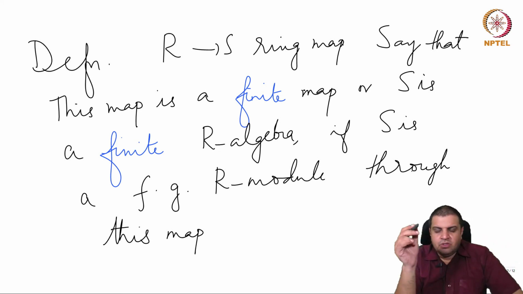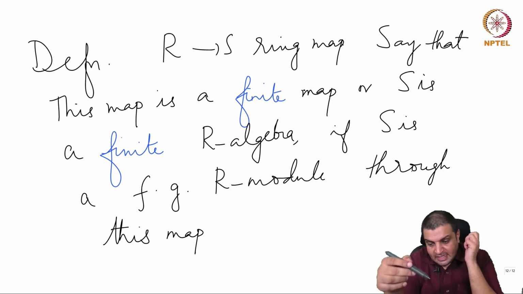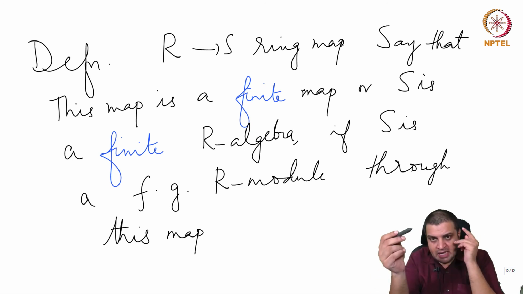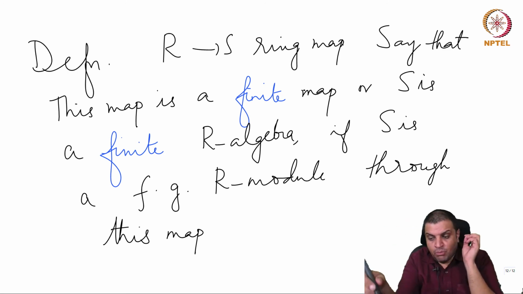Okay, so the terminology is a little confusing. We talk about finite R algebras and finite type R algebras. Finite type is as an algebra it is finitely generated. Finite is as a module it is finitely generated. Okay, and any algebra has a module structure through this map.